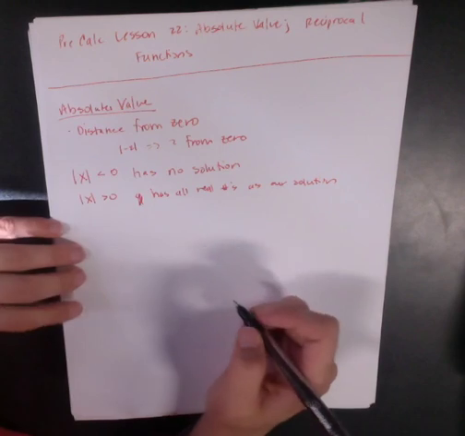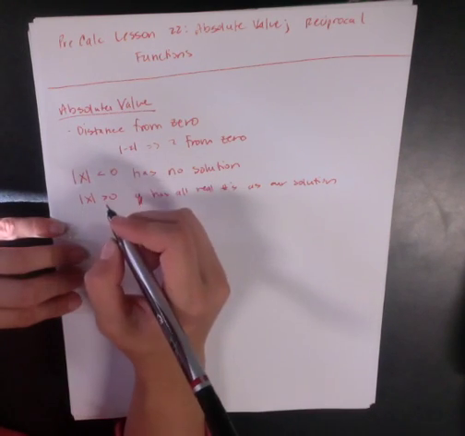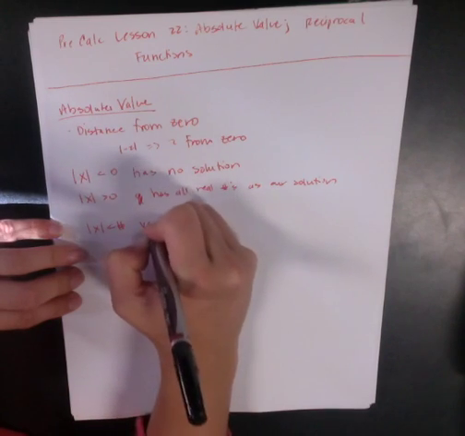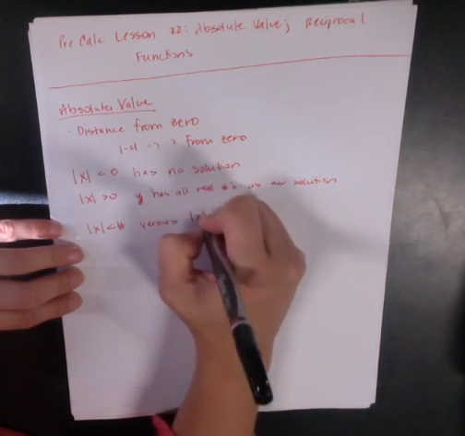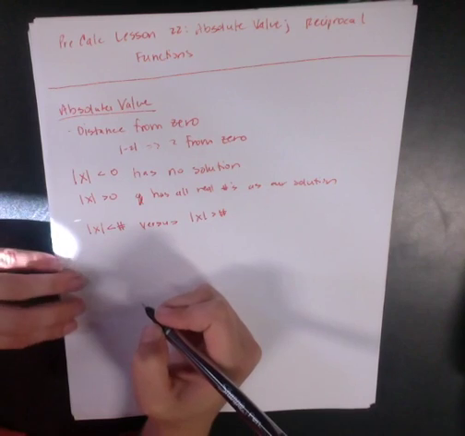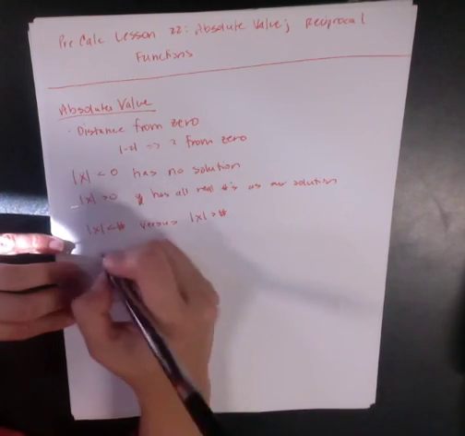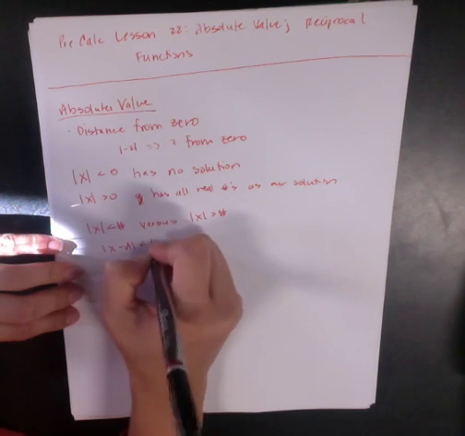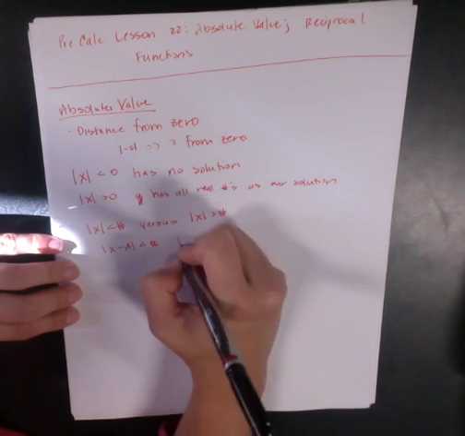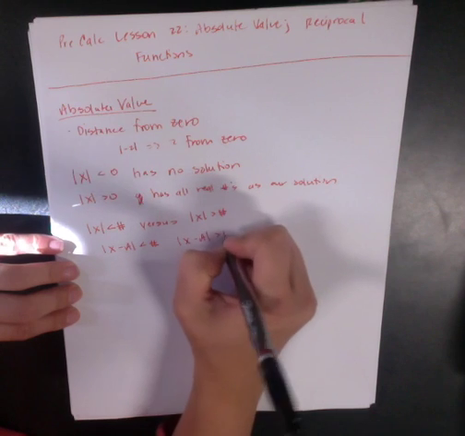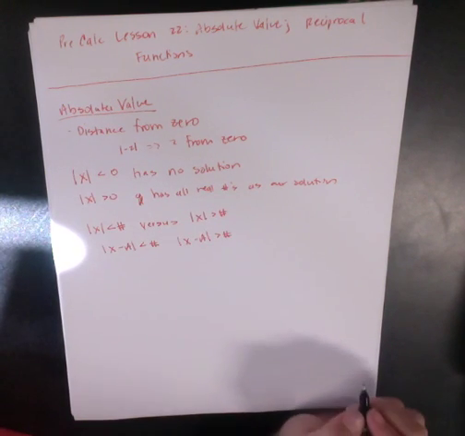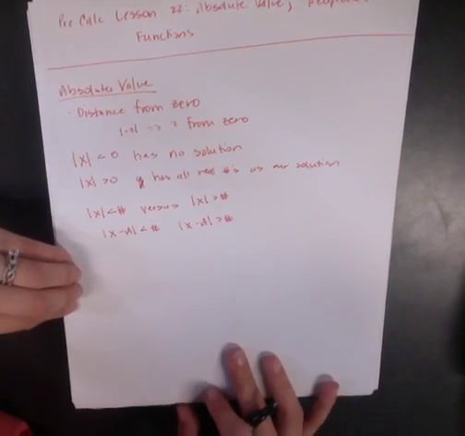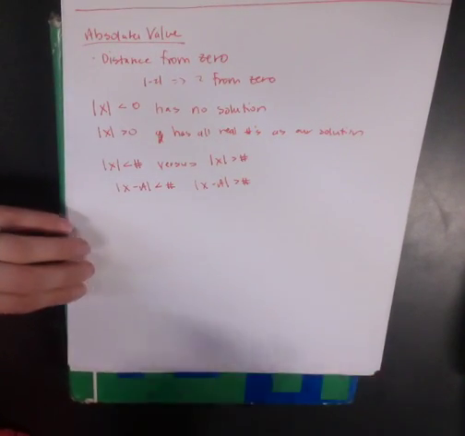Okay, and say we had something like the absolute value of x is less than a number versus the absolute value of x is greater than a number. There are two cases for each. One case is we have x minus a is less than a number, and the other is x minus a is greater than a number. Okay, so I'm going to show you what each of these look like on a number line. We're graphing on a number line.